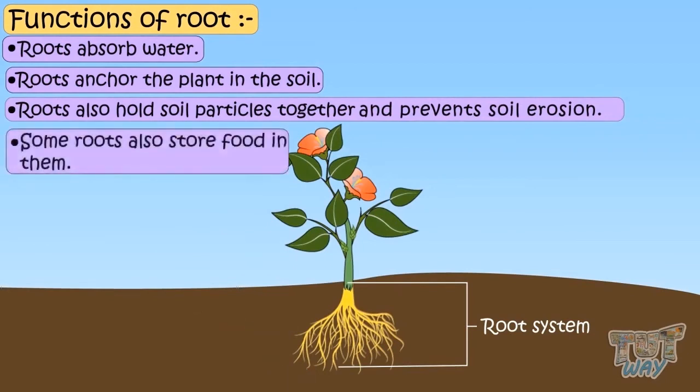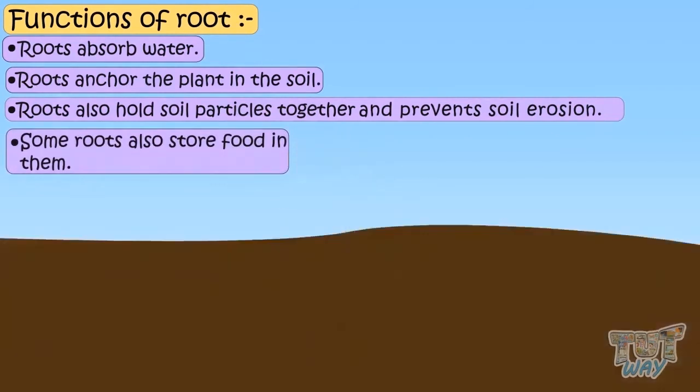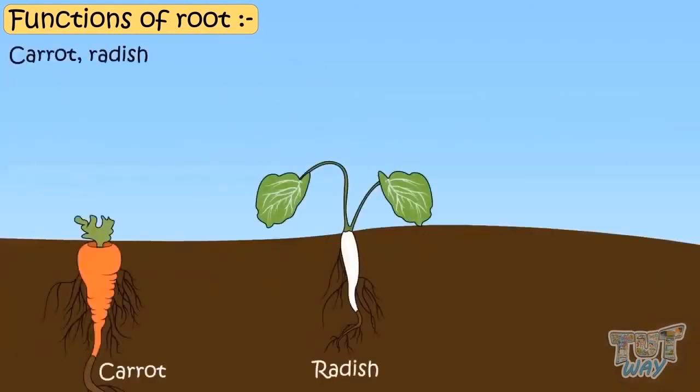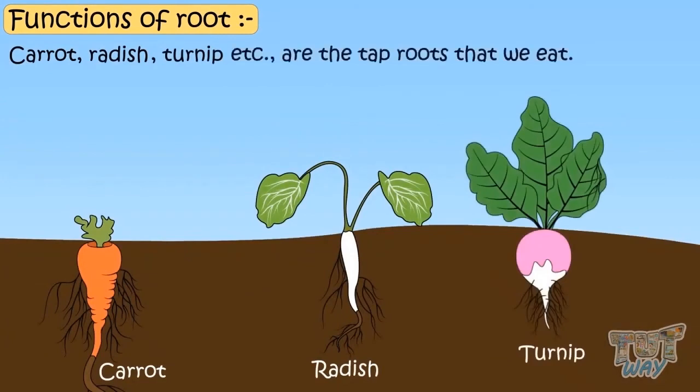Some roots also store food in them, like carrots, radish, and turnips, are tap roots that we eat.